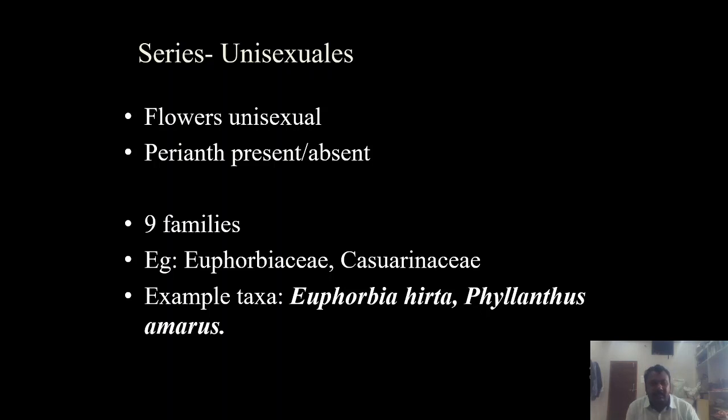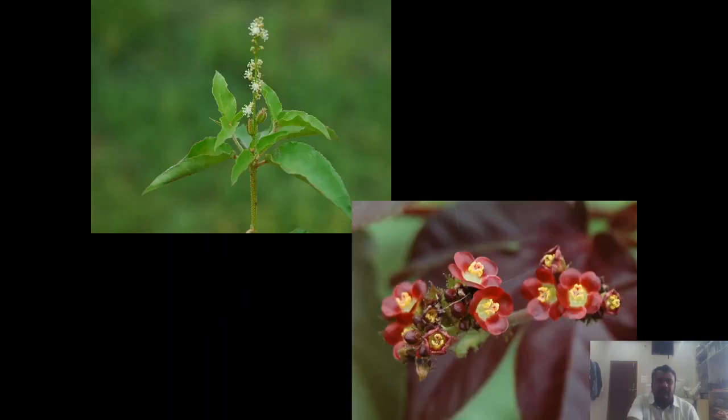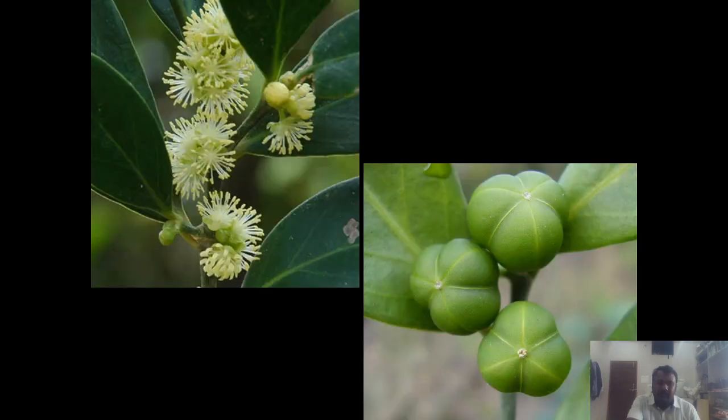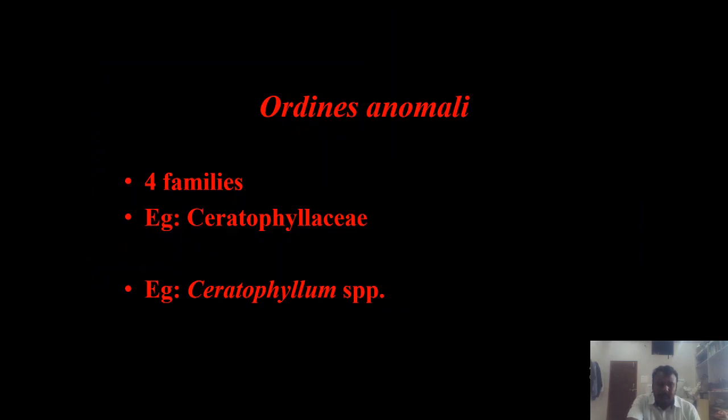9 families are present. Some of the examples here: Euphorbiaceae and Casuarinaceae. Example taxa, Euphorbia hirta, Phyllanthus amarus, Croton bonplandianum, and then Jatropha gossypifolia, Sesbania angustifolia. 4 families were kept under Ordines anomali. Some of the examples: Ceratophyllaceae. Example taxa, Ceratophyllum.